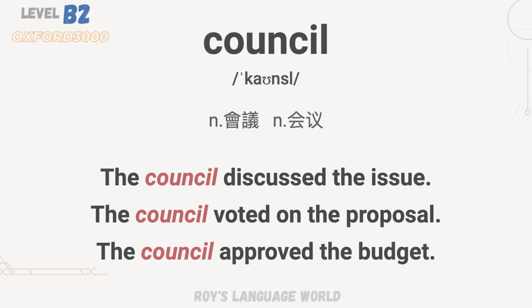Council. The council discussed the issue. The council voted on the proposal. The council approved the budget.